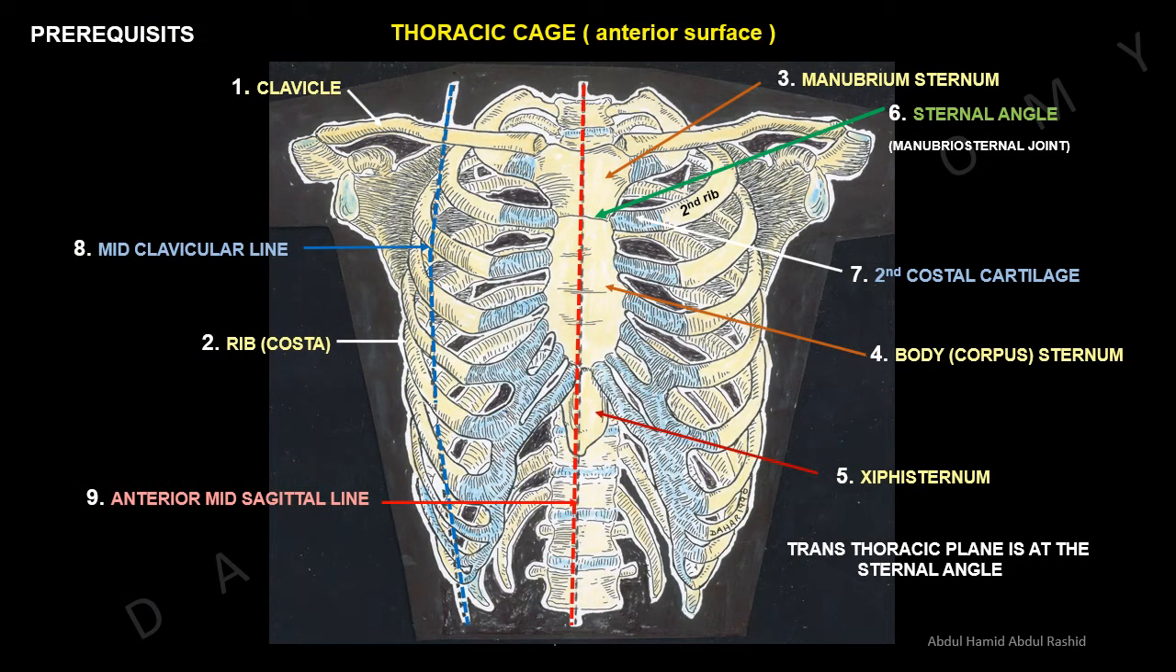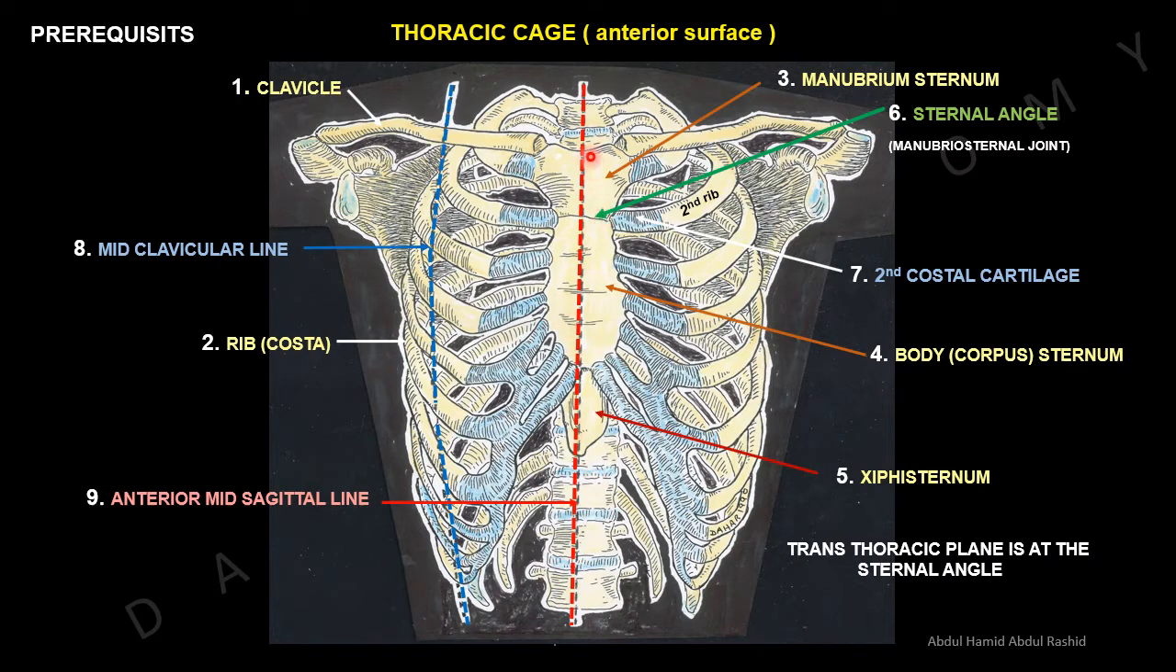Prerequisites. Thoracic cage seen from in front. So this is the anterior surface of the thoracic cage. Let's see the structures. Number 1, clavicle, also called collarbone. This is the scapula, just behind and below the clavicle. These are the ribs. More than one we call costae, just one we call costa. This whole thing is called the sternum or breastbone, which is divided into 3 parts.